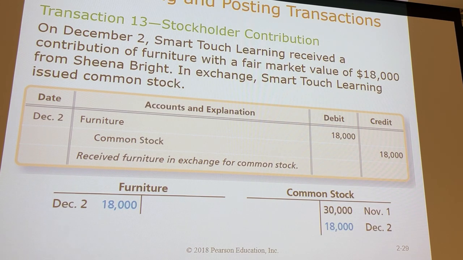Common stock is an equity account. Common stock goes up with a credit, so there's a credit to common stock there of $18,000.